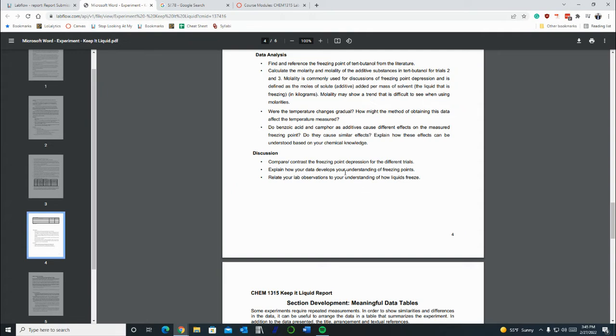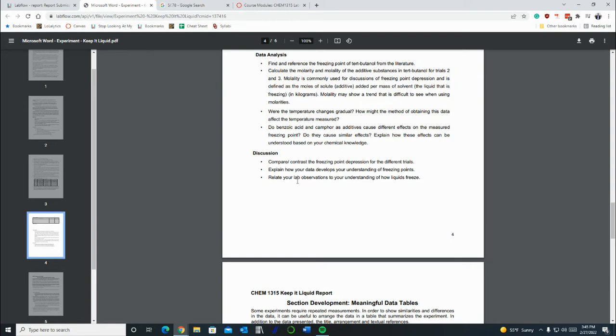Next, explain your data. Talk about how that has made you feel about freezing points. Are they static things? Is freezing point constant, or can freezing points be a little bit different from their measured value? Can they be above, or are they always going to be lower than their pure freezing point?